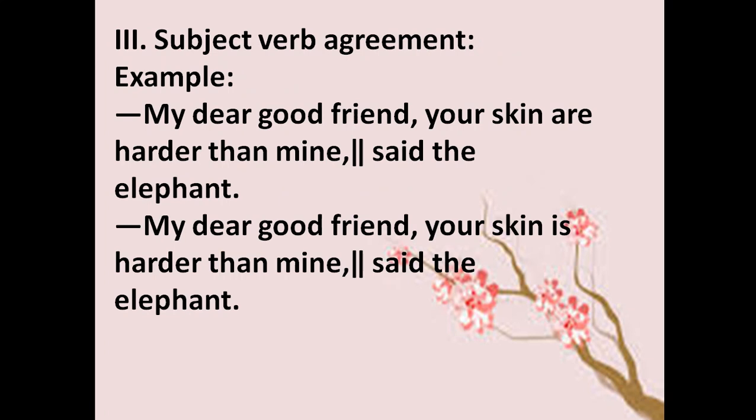So what is the mistake here? "Skin are." Skin is singular and it has no plural; the plural is skin itself. So we can't use "are" with skin since it is not plural. We don't say "skin are." Even if we use skin for both singular and plural, we do not use the verb "are." We use the verb "is" with skin. So: My dear good friend, your skin is harder than mine, said the elephant.